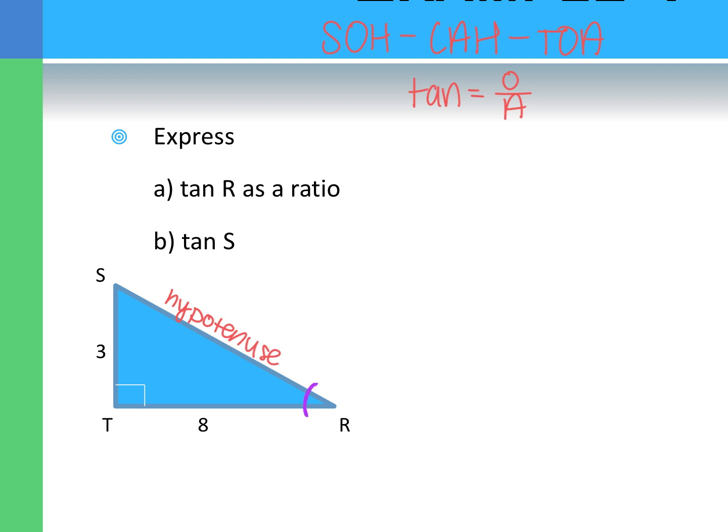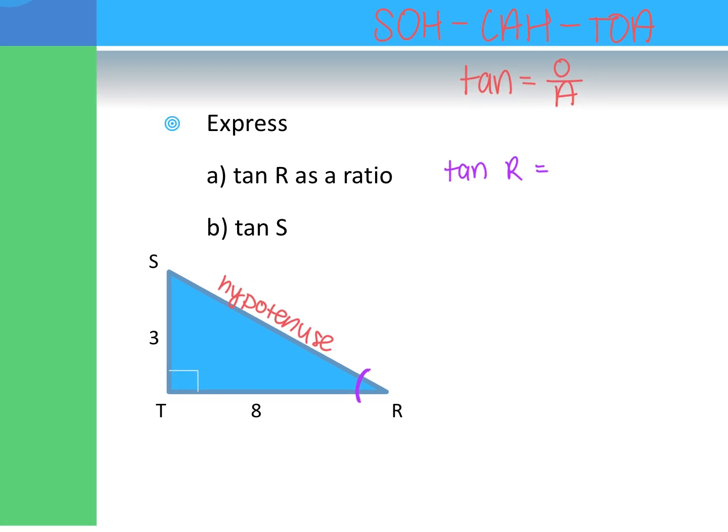This is angle R. Tan R as a ratio, what would my ratio be? What's my opposite side to angle R? Yes, 3, so this is my opposite side. So I'm going to have 3 over what's my adjacent side? Yeah, 8. This is now my adjacent side.